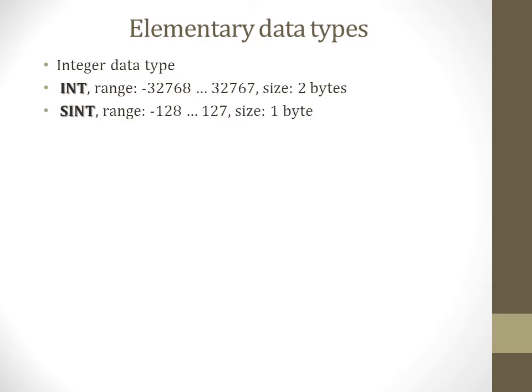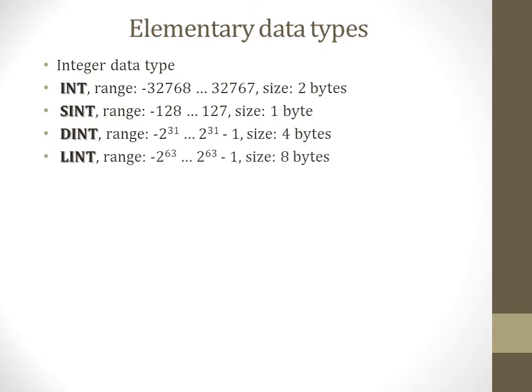The next variety of this data type is short int. As we see from this picture, the range of this data type is smaller, and the size of this data type is 1 byte. Next, if we need more sizable information, we can use double int. The range of this data type is bigger, and the size is 4 bytes. If we need longer information in our programs, we can use long int, and this data type has more range, and the size is 8 bytes.